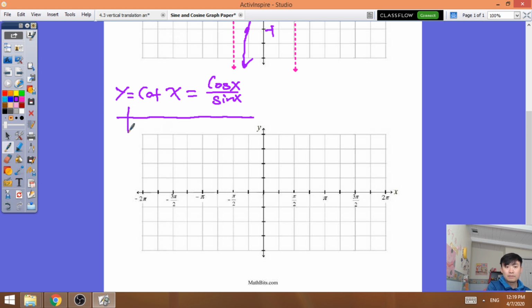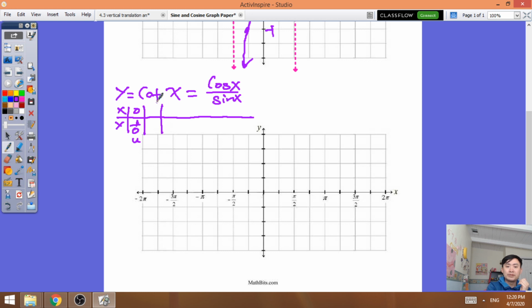Okay, so let's start with 0. Cotangent of 0, we do know that it's considered undefined, because cosine of 0 is 1, but sine of 0 is nothing. So it's 1 over 0, which is undefined.